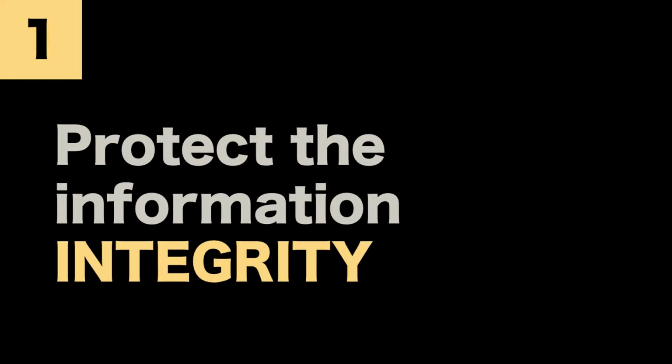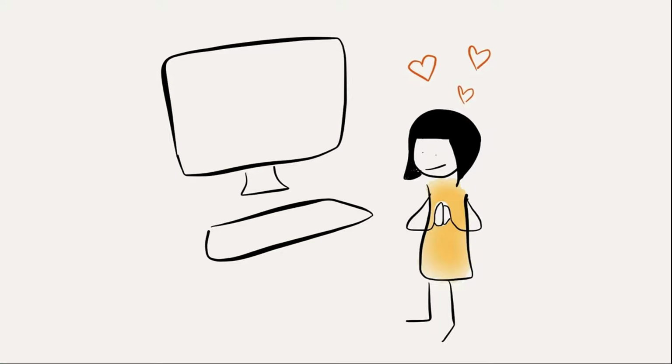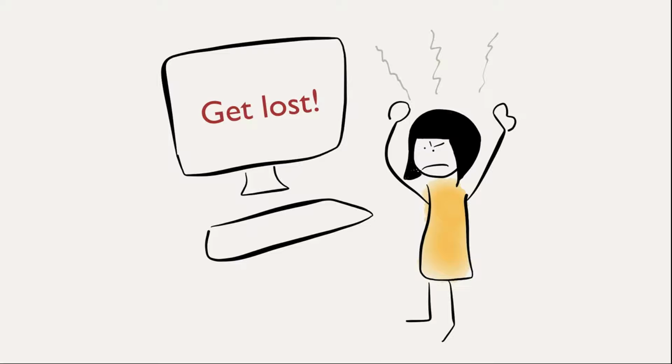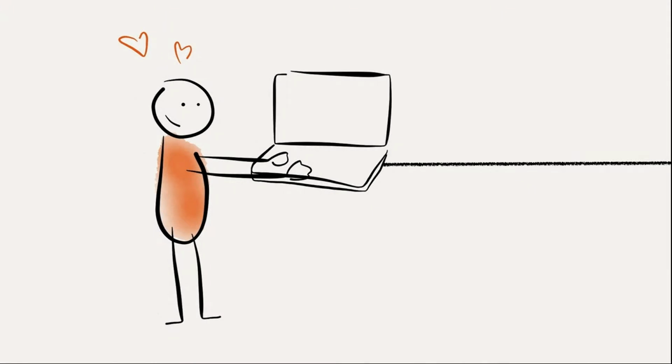First principle, protect information integrity. Before explaining this concept, let's see a story about George and Joanne. Joanne is checking her email since she is expecting a message from George, her boyfriend. When she opens it up, she finds something she really didn't expect. Why on earth did she receive such a message? Let's see what really happened.